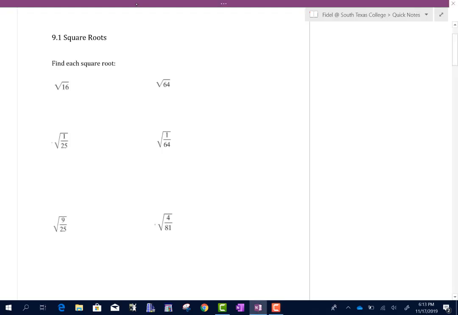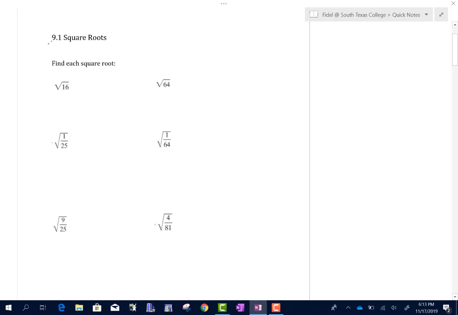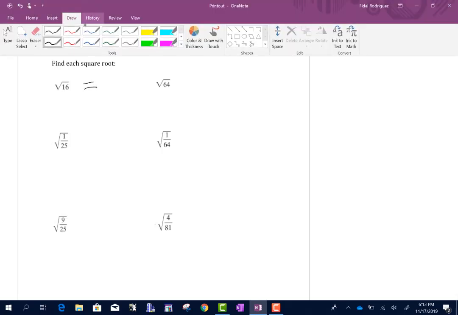All right, so section, get my pen here. All right, section 9.1, guys, talks about square roots, okay? And so all we're doing here is we're trying to find each square root. So remember what the square root is. The square root is what number multiplied by itself would give me the number on the inside here, right?